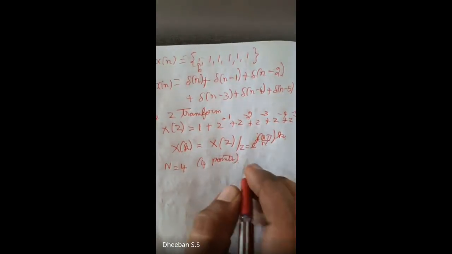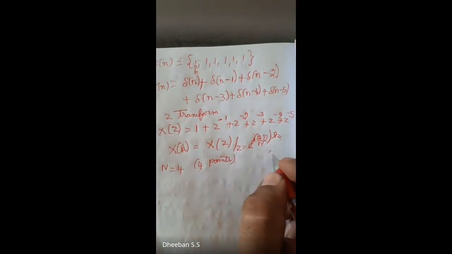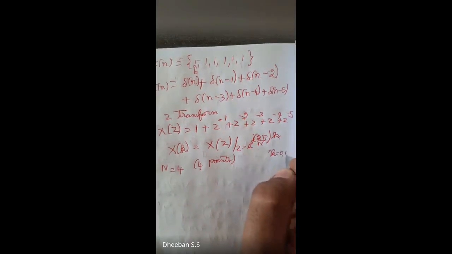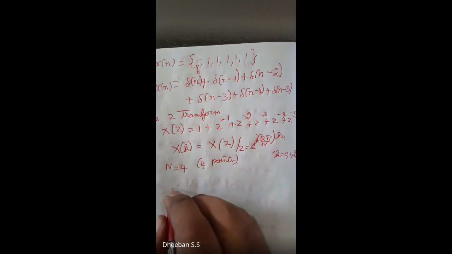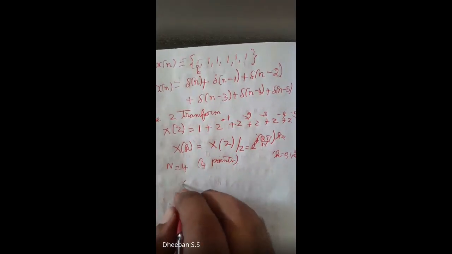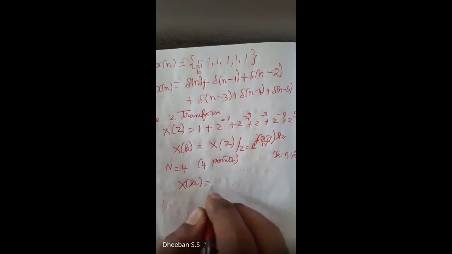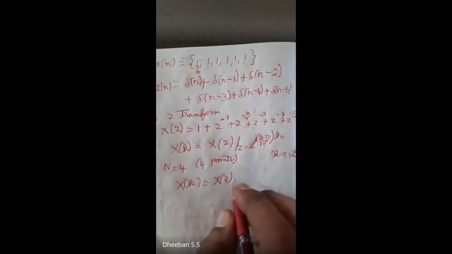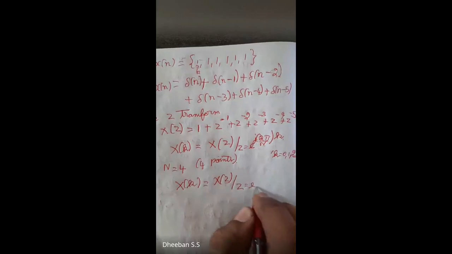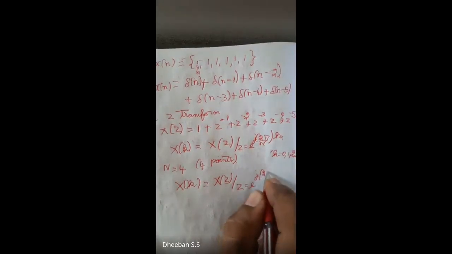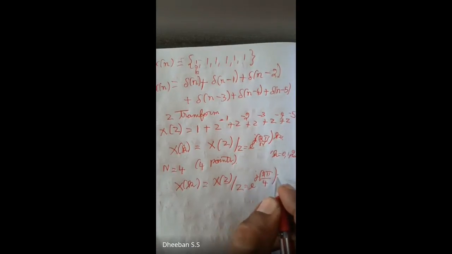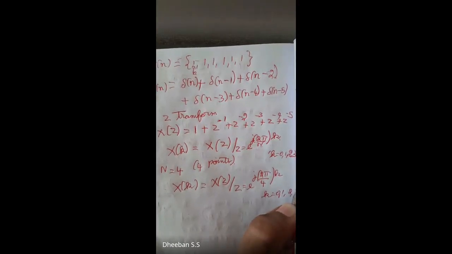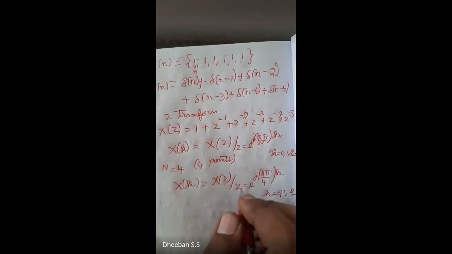Apply this, and over here k takes the values 0, 1, 2, and 3. So apply these values over here. We will be getting X of k equal to X of z at z equal to e to the power j 2 pi by 4. Here you have the k value. For k you have to substitute 0, 1, 2, and 3. So now you substitute the value of k over here.